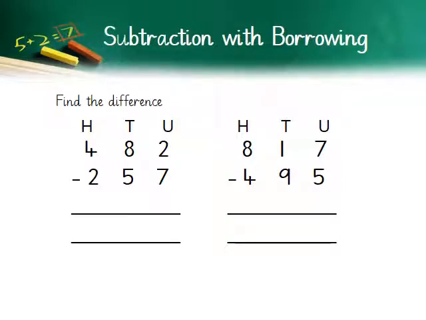Well students, find the difference. You have to subtract the given sums by regrouping. Take your time and check your answers later on. Moving towards the answers for question number 1. 482 minus 257. What will be the answer? Yes, we are regrouping units over here, and our answer is 225. Moving towards the next sum, 817 minus 495. Yes, we are regrouping tens over here, and our answer is 322. Good job.